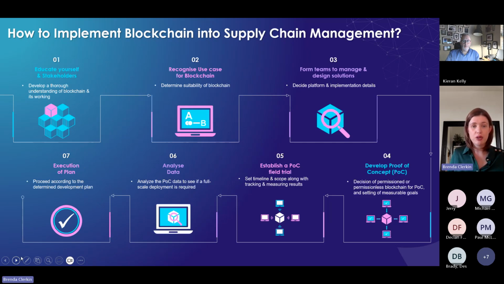So how to implement the blockchain? I'm not going to talk through this because Kieran is going to cover this in his session, just to give you some real world flavor to that. So I'll skip over that.